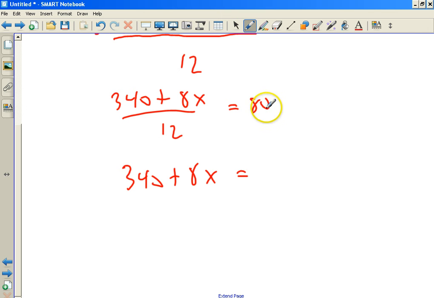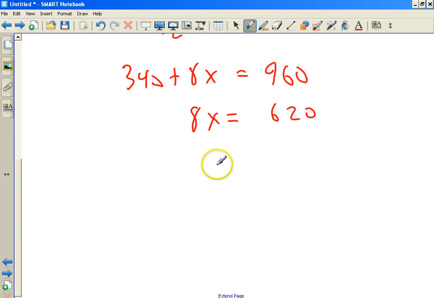Now, you could do that on the calculator, but do you really have to? What's 8 times 12? Do you know your 12 times tables? Come on. 96. But it's 80 times 12, so 960. 10 times bigger. All right, now what? Subtract the 340. How much do you get when you subtract 340 from 960? You get 620. Good, okay. And then we want to divide that by 8.